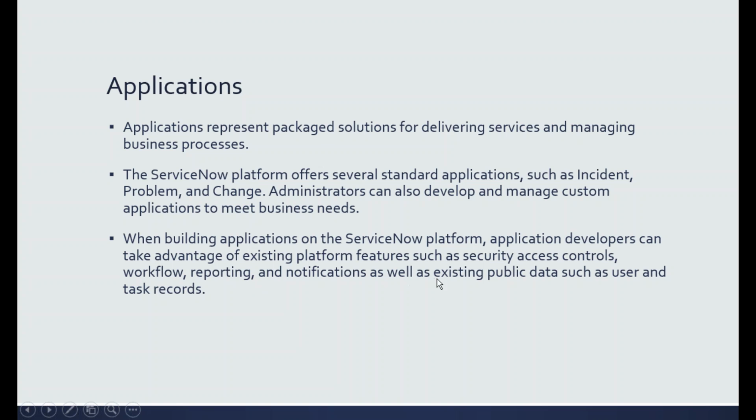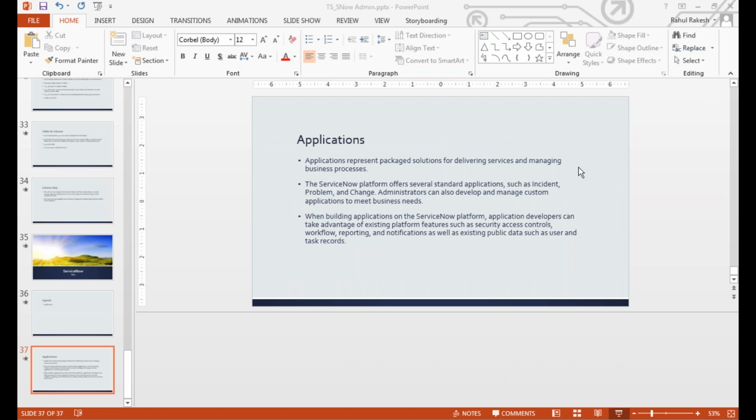And notifications, as well as existing public data such as user and task records. It talks about user and task records as public data because these are tables that we have in the ServiceNow system, the system user table or the task table, where each of the task records that we create from any of the applications like incident or change or any other custom application that we are building. If we are extending the task table, we are pushing data into the task table as well. That will give us exposure to the public data that we have in ServiceNow. Make sense?